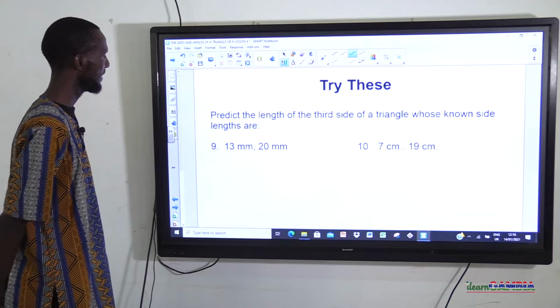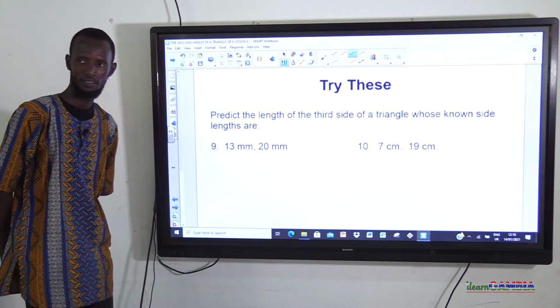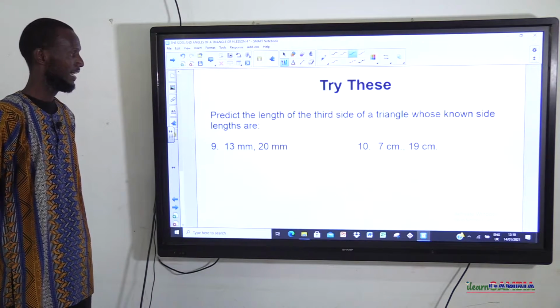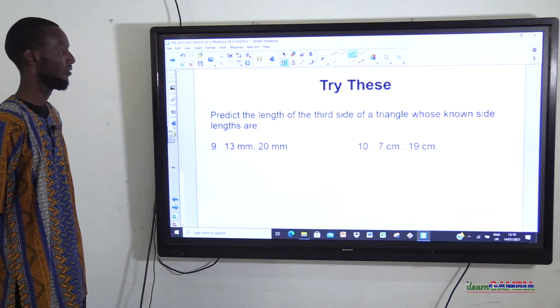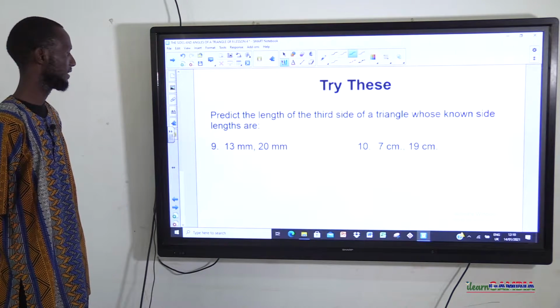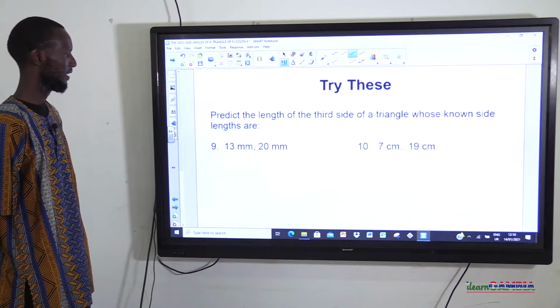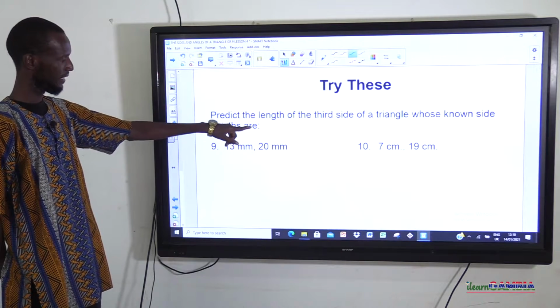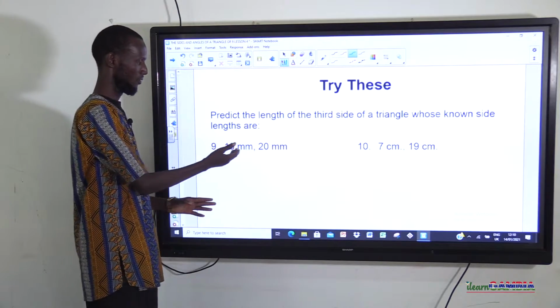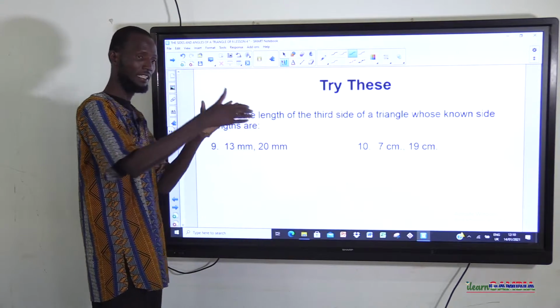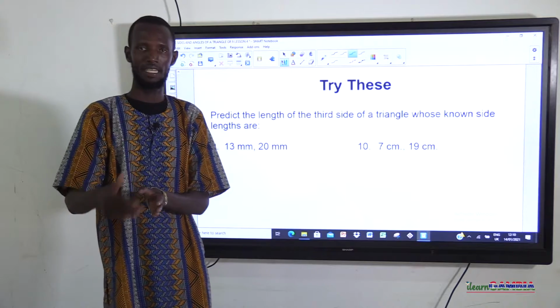Now I want you to go ahead and try this. Predict the length of the third side of a triangle whose known sides are 13 millimeters and 20 millimeters. Let's start with that. We want to find the range of possible values for our third side.